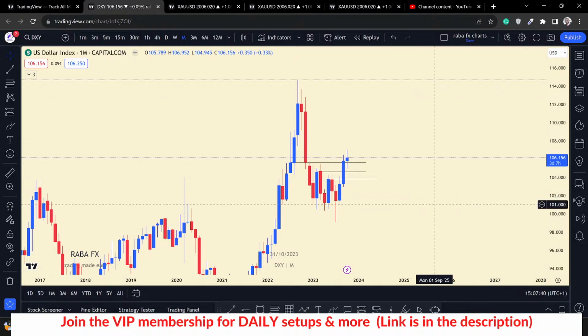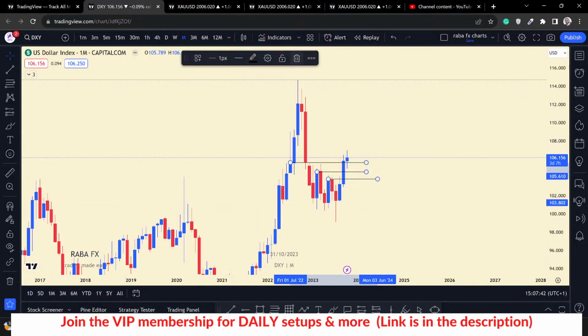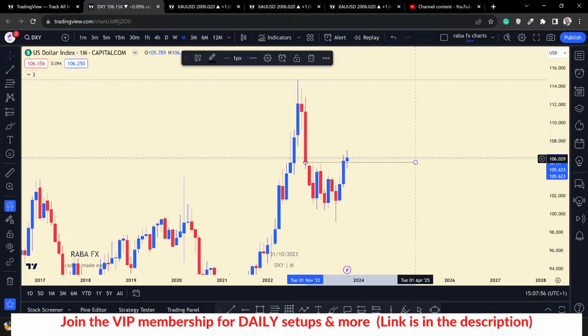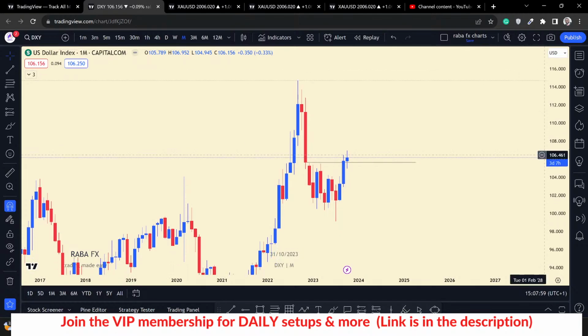Okay, so without wasting time, we are going to start with the DXY. The DXY simply shows us the strength of the US dollar. All right, so now we want to know what the US dollar would do. So first of all, you are going to mark out your closest opening price. Now if you look at this, there's a gap.